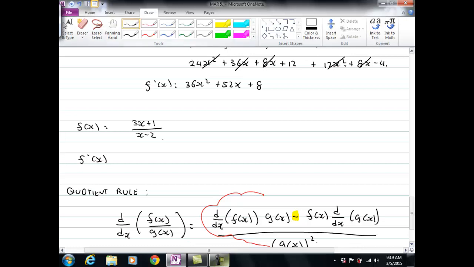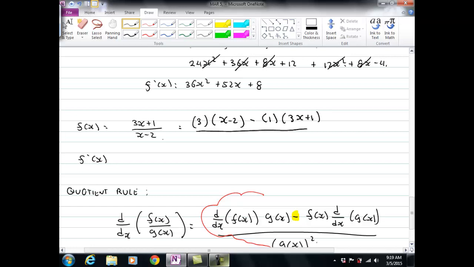Okay, I'm going to follow along with what I'm going to do. So if you're lost, look up here. Derivative of the first, which really is 3, times the second. Well, the second really is x minus 2. Minus the derivative of the second, which really is 1, times the first, that's 3x plus 1.